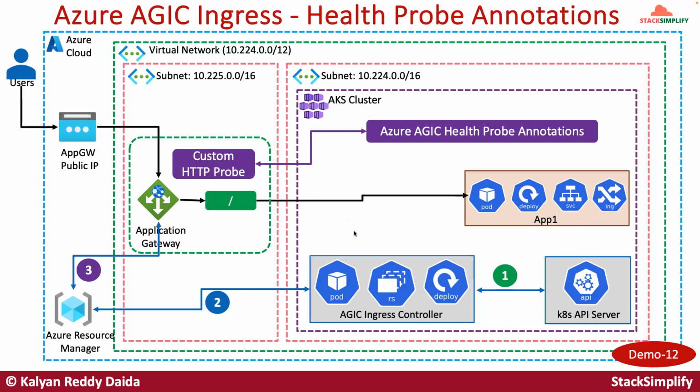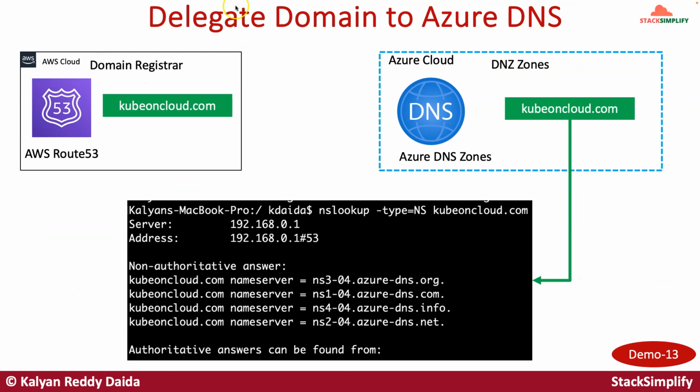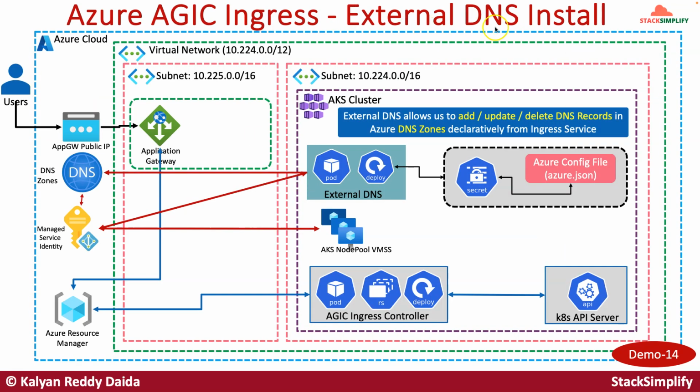So once these health probe related demos are completed, we are going to delegate the domain to Azure DNS from any of the domain registrars. I have used AWS Route 53, but you can use any desired one where your domain is present, like Namecheap or GoDaddy. And after that, we will install the external DNS.